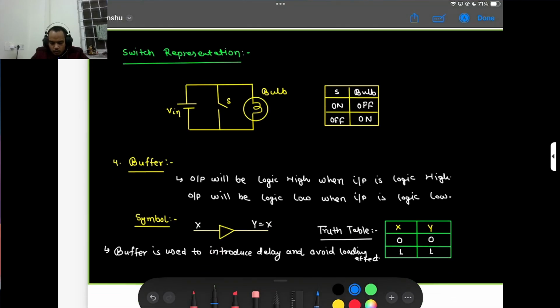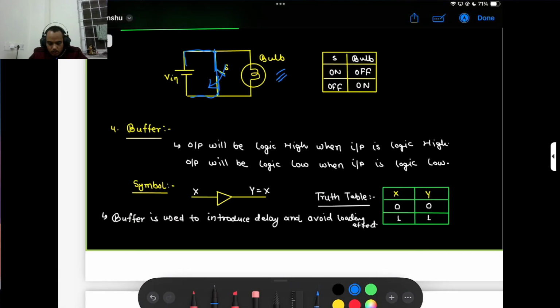and switch representation. So if my input is high, then my output should be 0. So this is the bulb. If my input is high, input high means the switch is on. If my switch is on, then all the current goes through this, and across the bulb my voltage is 0, so there is no output. And if my switch is 0, then my output is 1. So this is the basic concept of the NOT gate in switching representation.